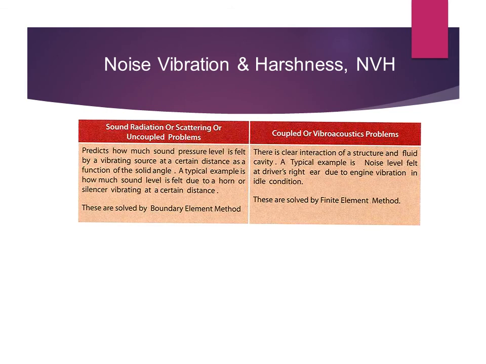Next and last is the noise vibration harshness analysis, that is the NVH. In that again we have to consider two types, that is sound radiation or scattering, or uncoupled problems. It predicts how much sound pressure level is felt from a vibrating source at a certain distance as a function of the solid angle. A typical example is how much sound level is felt due to a horn or silencer vibrating at a certain distance. These are solved by the boundary element method.